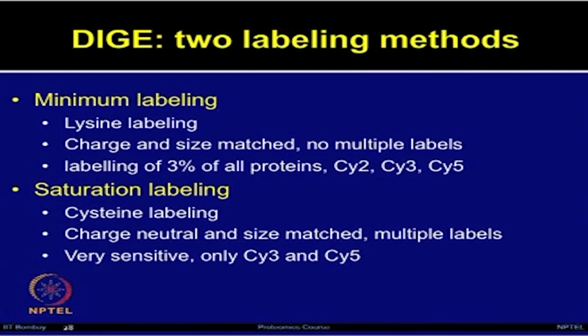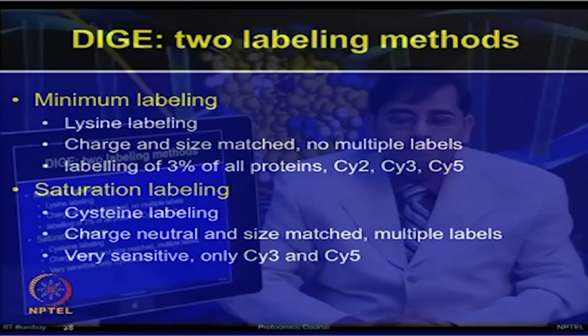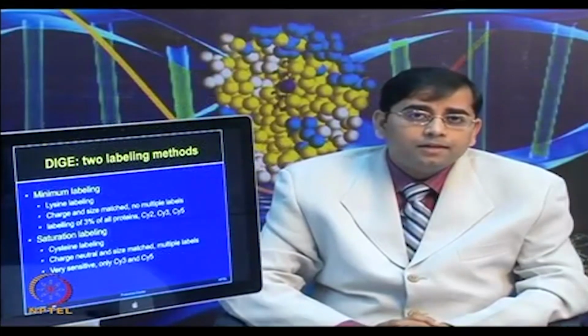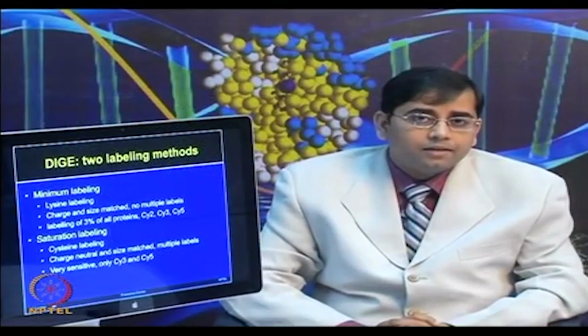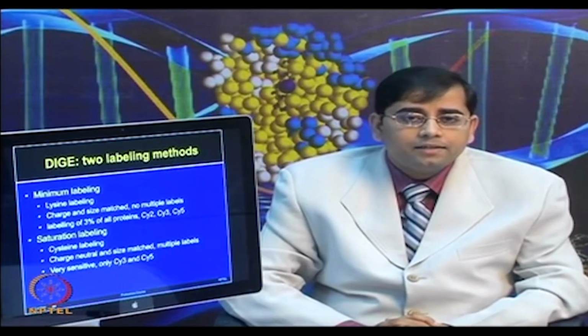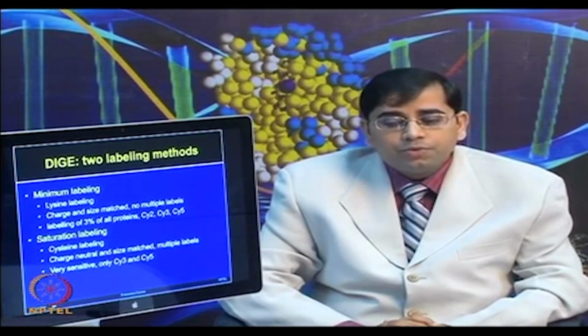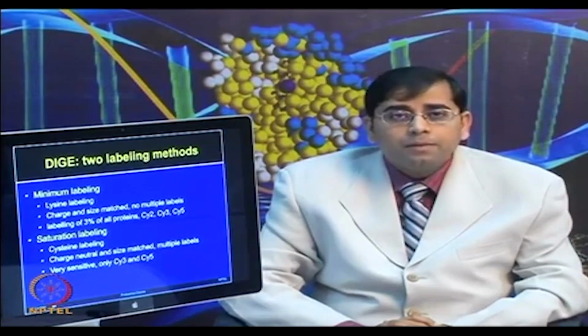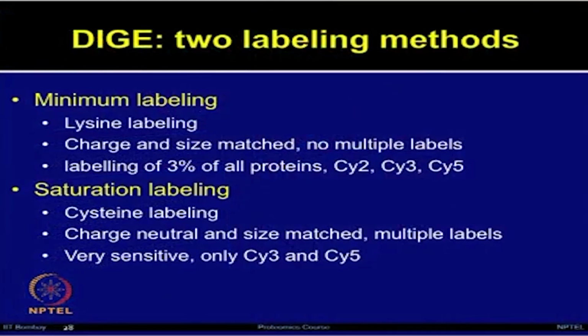We are aiming for a very small amount of the proteome to be labeled, and that will be covered in the next slide. The saturation labeling is done by using cysteine tagging. So, the amino acid cysteine is targeted to label. This is charge neutral and size matched. Multiple labels are used. It is very sensitive and used only for the Cy3 and Cy5 labeling. So, saturation labeling is not so widely used, but it is another method one can use for labeling the proteins, and it can be used in DIGE methodology.